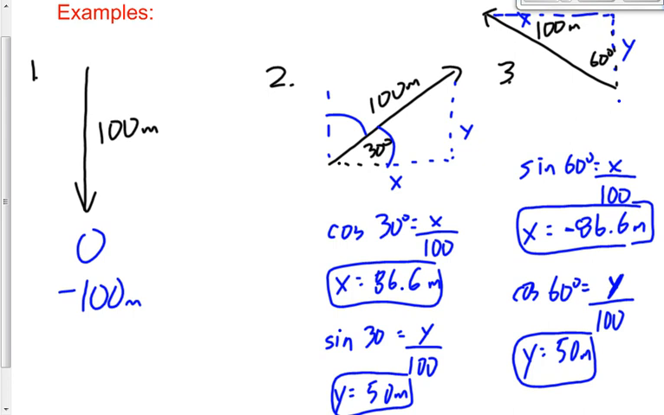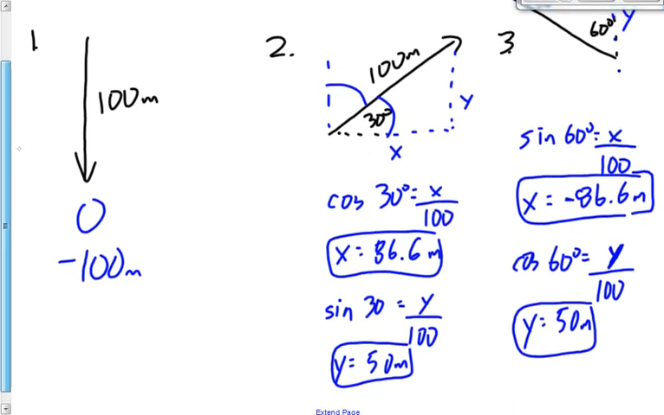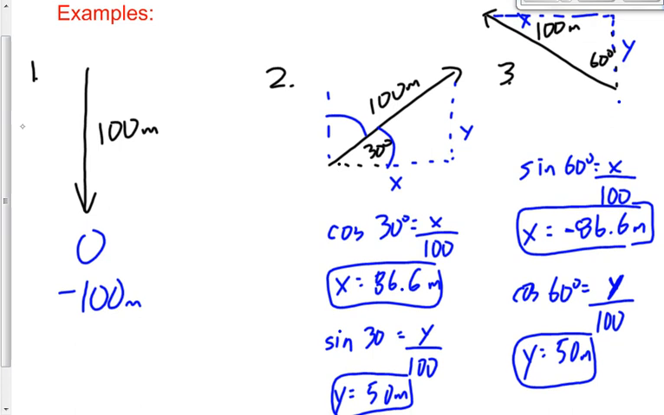Yeah, that's a good question. I didn't really pay attention to the figures there, to be honest. I should have. They both should be two significant figures because the angle is 30 degrees, right? So this one technically should be 87. This one should be 50.